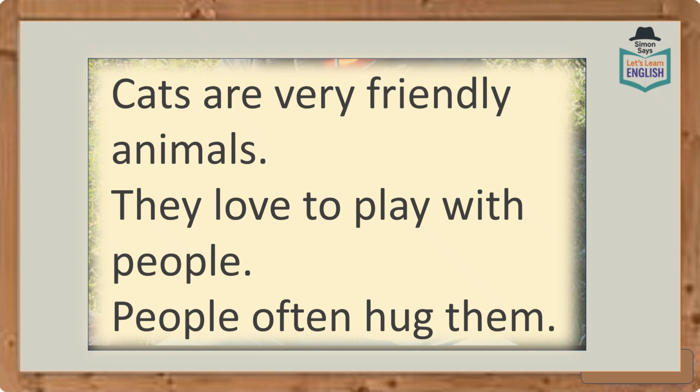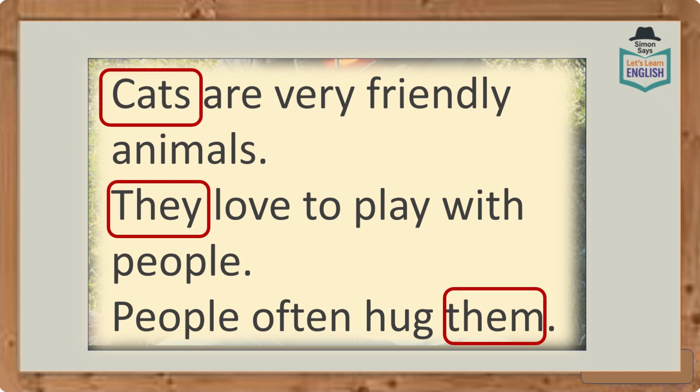Right, okay, so in this example, they is the subject pronoun and them is the object pronoun, and the noun that they represent is the noun cats. So what about the verbs? So after the subject pronoun, we have the verb love. And before the object pronoun, we have the verb hug.